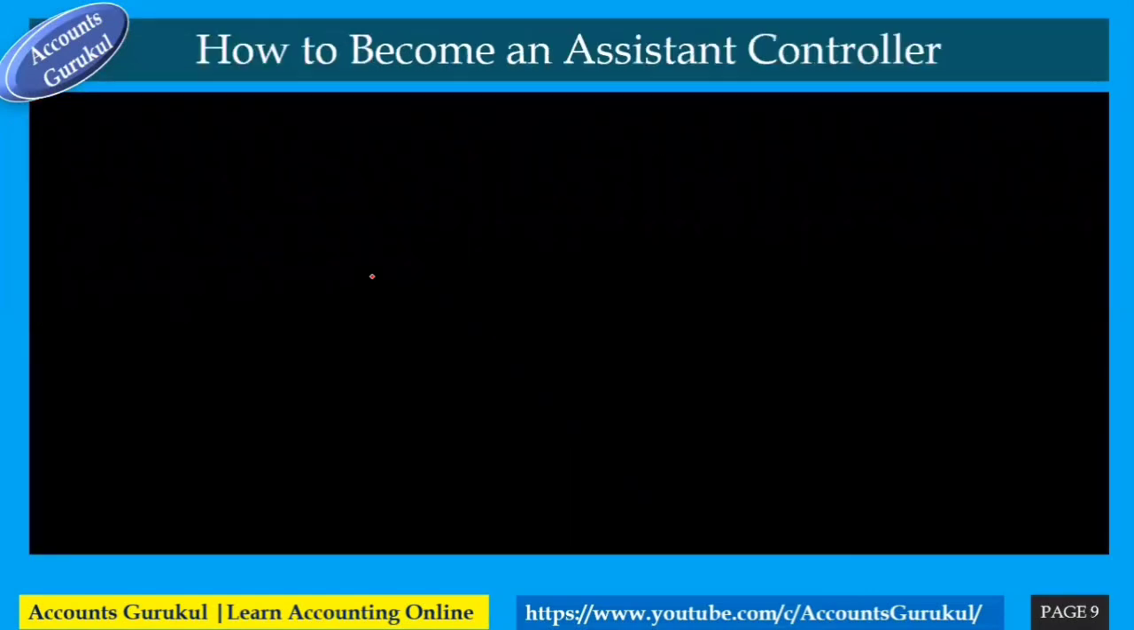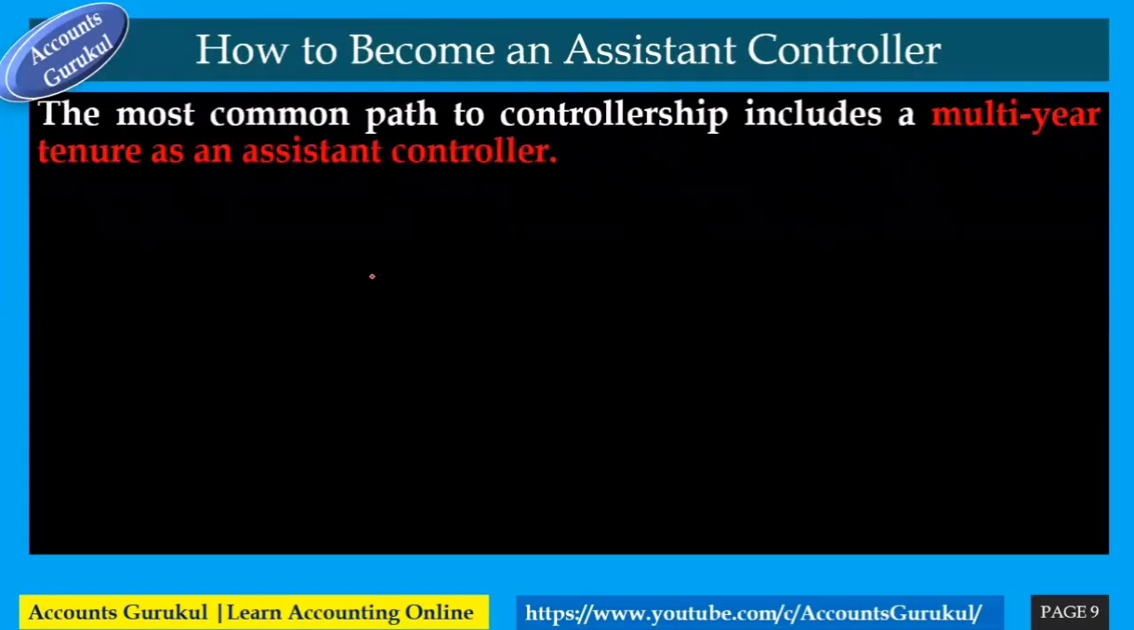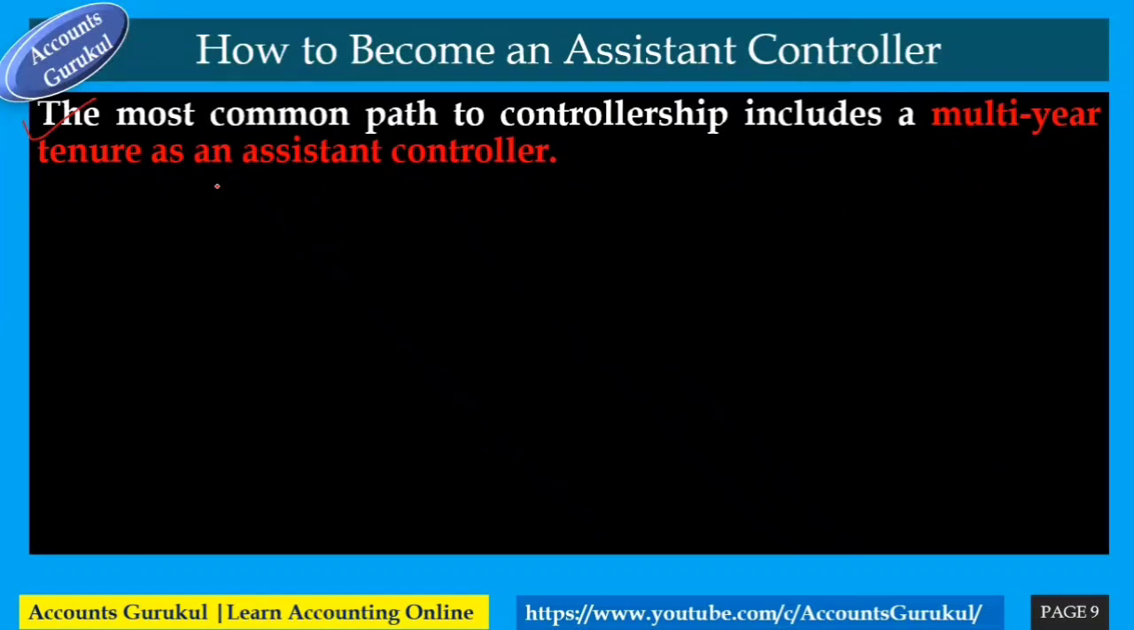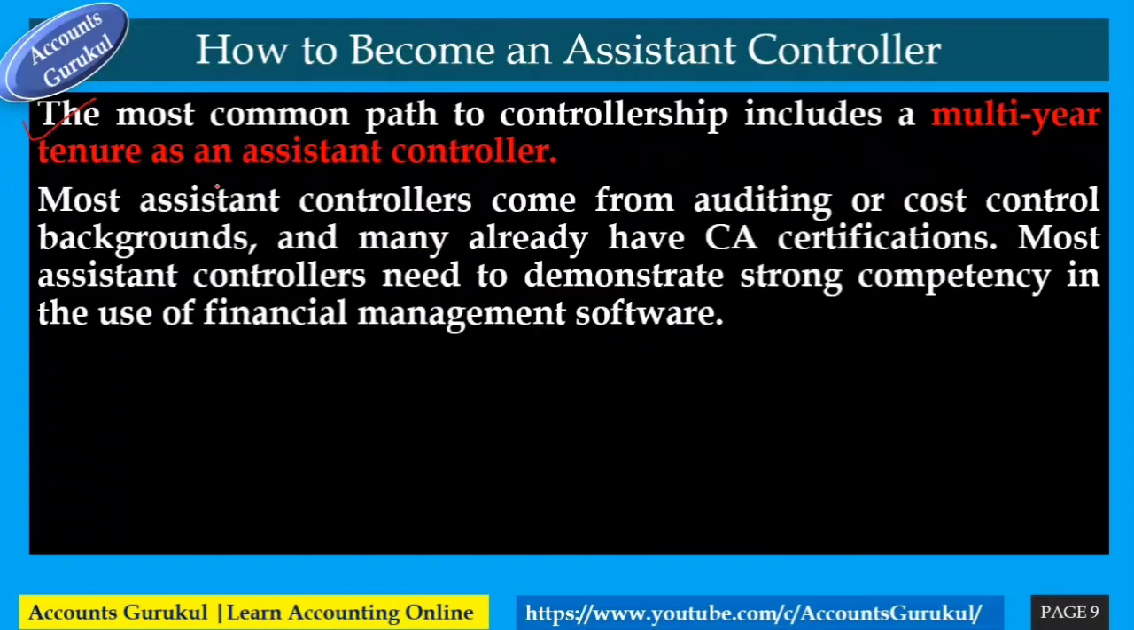How to become an assistant controller? The most common path to controllership includes a multi-year tenure as an assistant controller. So if you want to reach the controllership position, before that you have to work as an assistant controller, and you have to spend a number of years in that position to reach controller.